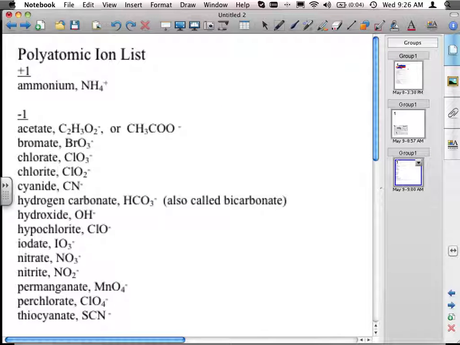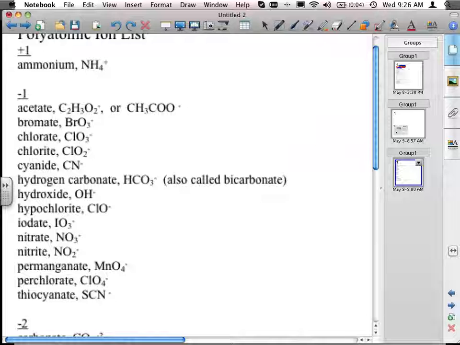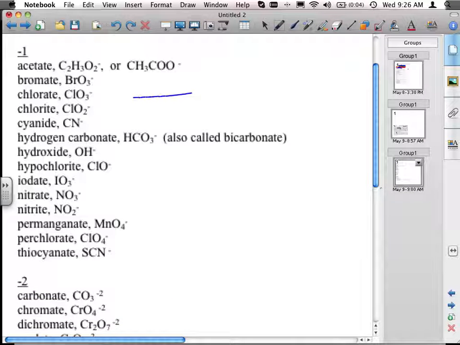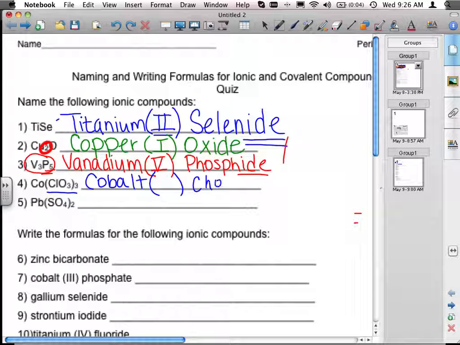So I go to my list, ClO3, locate it. It is right here. It has a -1 charge. So it stands for chlorate. If chlorate has a -1 charge, I have 3 of them. The total charge is -3, meaning the total charge for my cobalt has to be +3. I only have 1 cobalt, so that 1 cobalt gets the +3 charge.